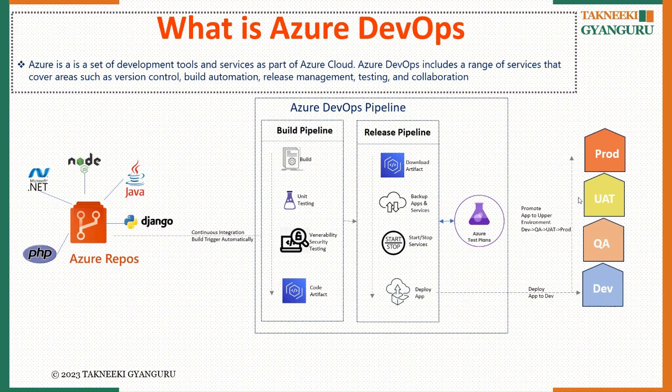If they approve, then it automatically moves to UAT and prod. If they cancel or reject, then the whole pipeline will be cancelled, right? So this way we can have the code repository, CI pipeline, CD pipeline, Azure Test Plan, and promote our application with an approval workflow.